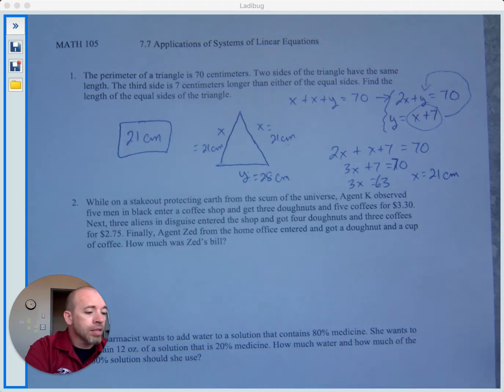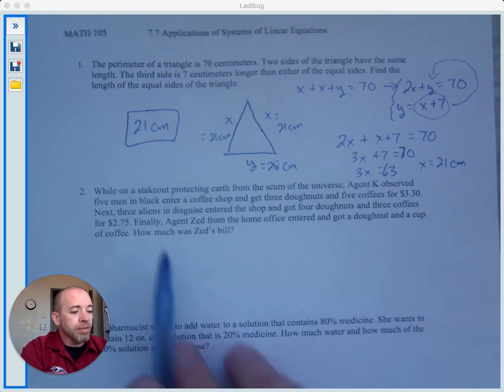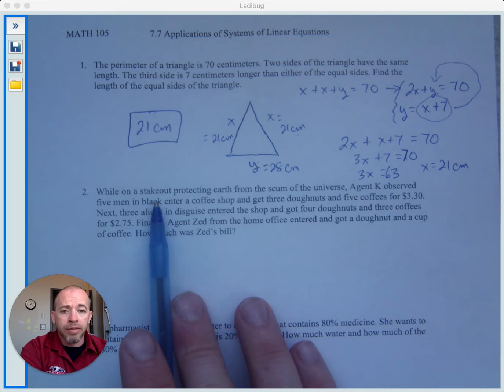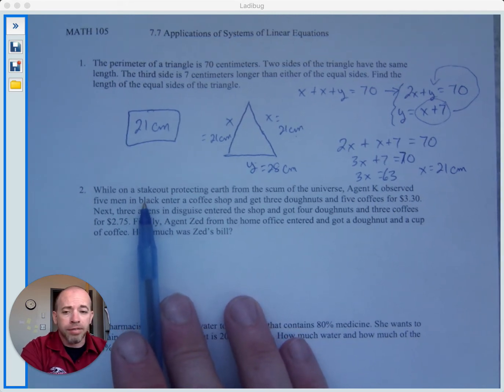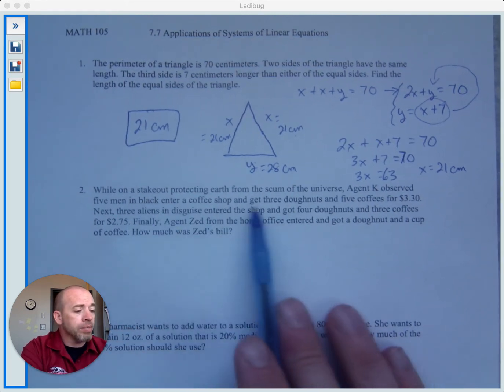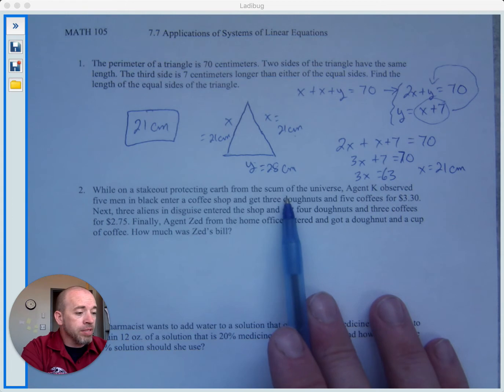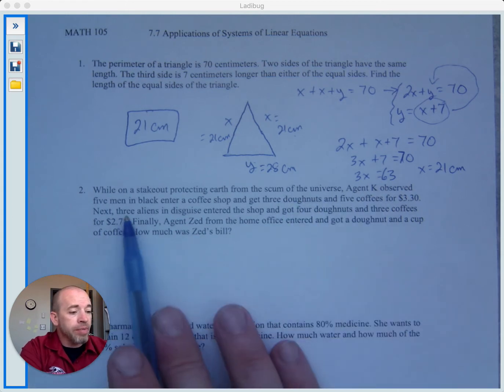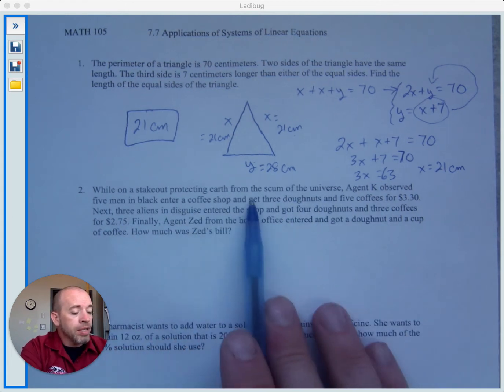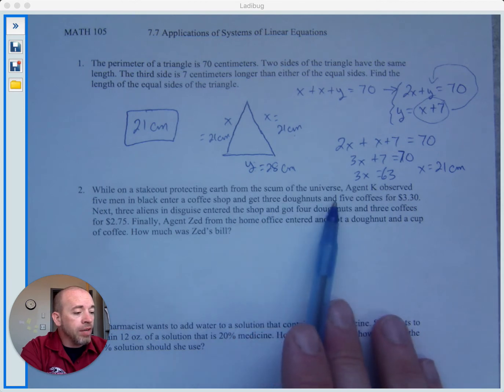Okay. The next one. This is a Men in Black reference, I believe. And some of you are probably way too young to know that movie, but you can still follow the problem. So while on a stakeout protecting Earth from the scum of the universe, Agent K observed 5 men in black enter a coffee shop, and they had 3 donuts and 5 coffees for $3.30.